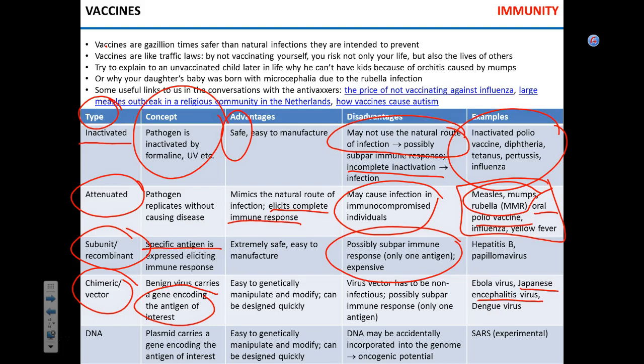Does that make sense? And by basically replacing that antigen part, it's really easy to make new vaccines. There are some restrictions. Viruses usually have to be fairly close to each other taxonomically.